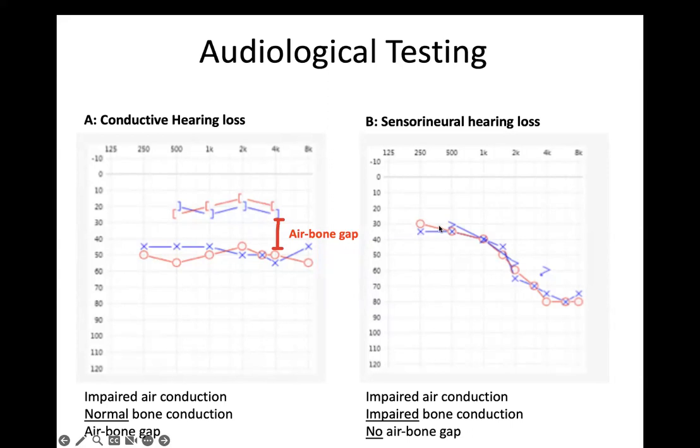Meanwhile, this patient, you can see how all the hearing thresholds at all frequency levels are above 20, right? For both air and bone. This means that both air conduction and bone conduction are impaired, and there's no air-bone gap, right? So that means it's pure sensorineural hearing loss. And that's pretty much it for interpreting the audiogram.